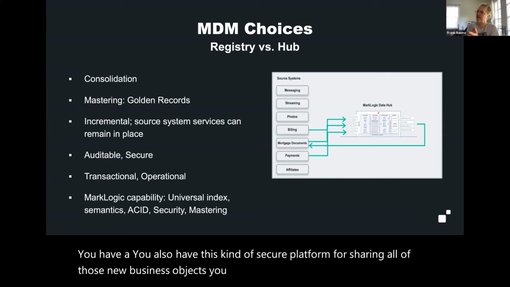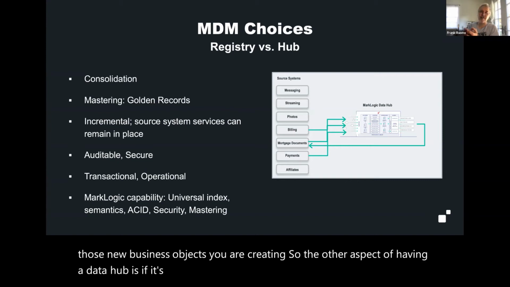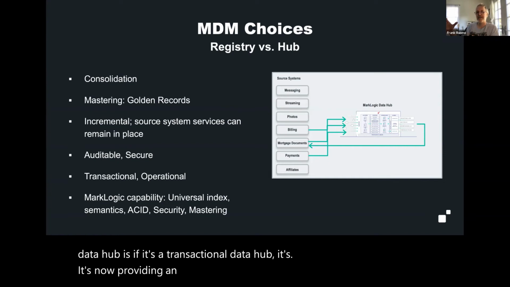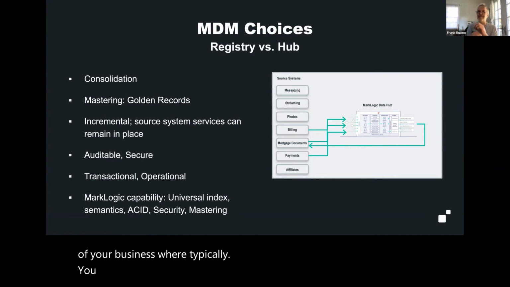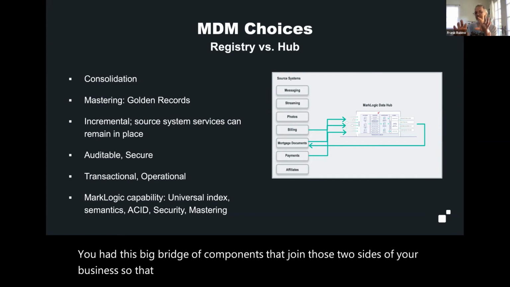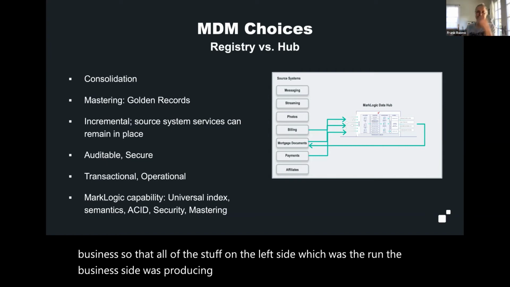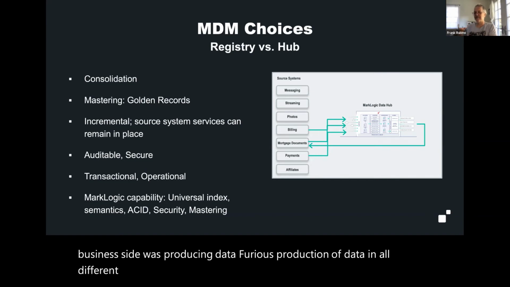So the other aspect of having a data hub is, if it's a transactional data hub, it's now providing an operational bridge between the observe the business side of your business and the run the business side of your business, where typically you had this big bridge of components that join those two sides of your business, so that all of the stuff on the left side, which was the run the business side, was producing data, furious production of data in all different formats and to all different purposes.